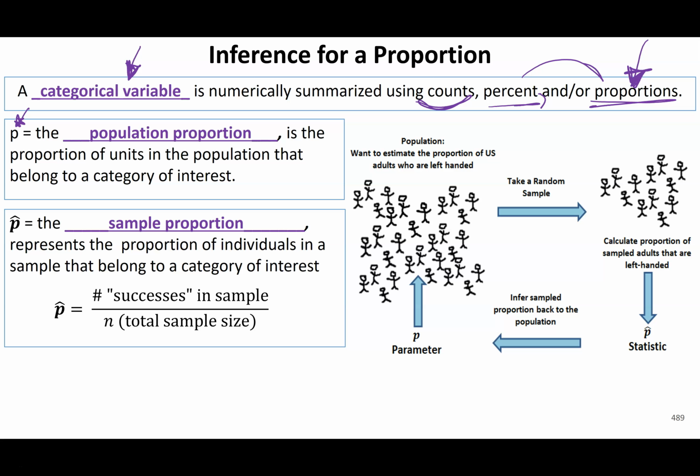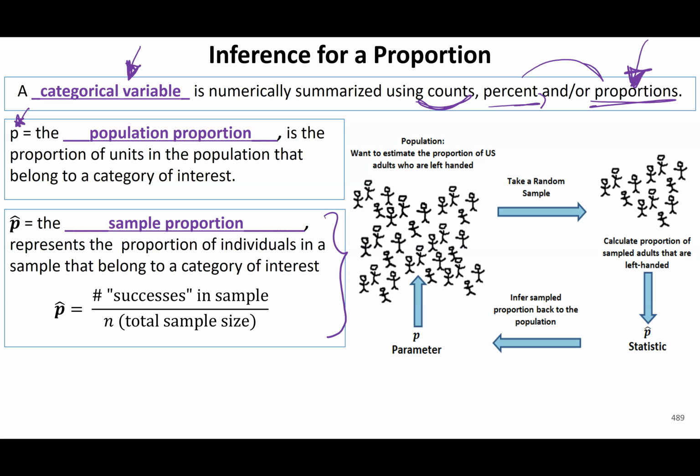So when I want to talk about maybe the proportion of all OSU students that have taken out a student loan, that would be a population proportion. And so it's the proportion of units in the entire population that has that characteristic of interest.